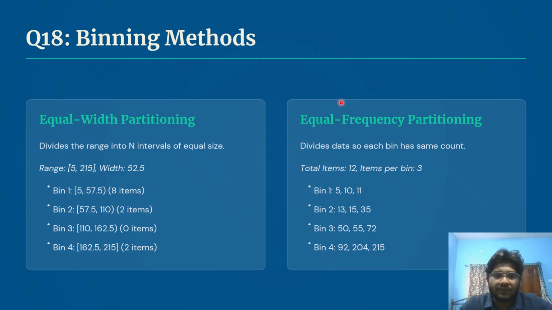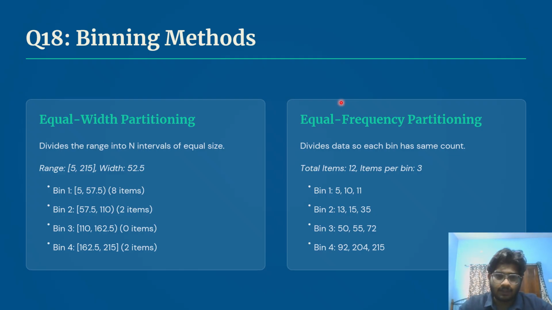Now, what is equal width partitioning binning? We divide the range into n intervals of equal size. The data is divided into n bins of equal size, and the formula for it is x max minus x min upon n.